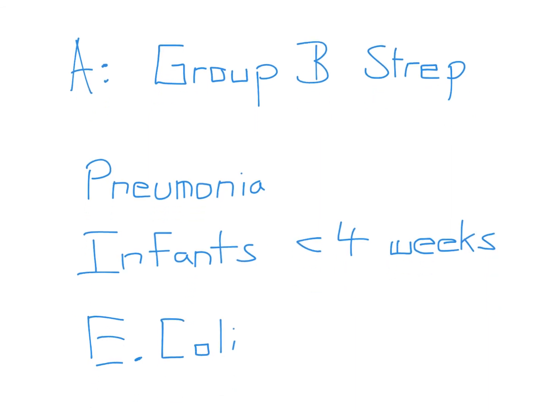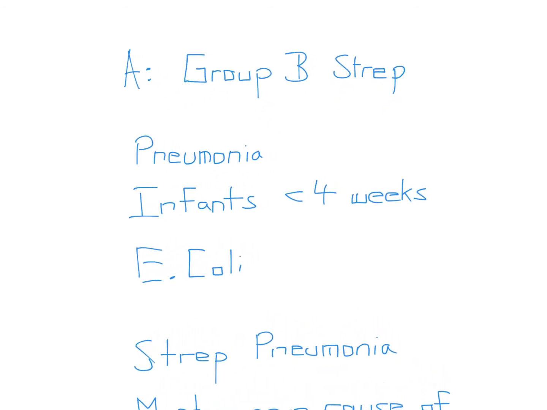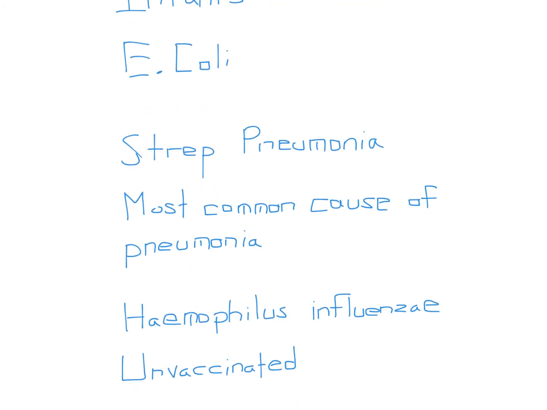So for this one, this patient has pneumonia, and the most common cause of pneumonia in infants less than 4 weeks is going to be group B strep. It can also be E. coli, but that wasn't an answer choice in this question. And for the other ones, we have strep pneumonia. Strep pneumonia is the most common cause of pneumonia in basically every other age group except for infants less than 4 weeks. So this is like the one exception.